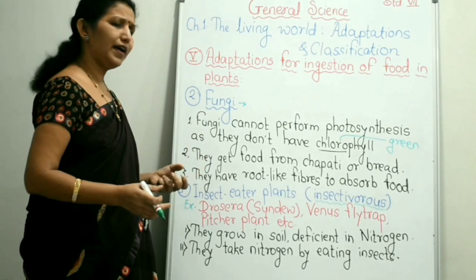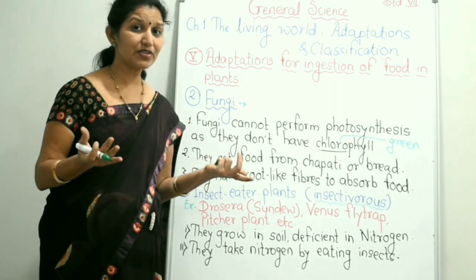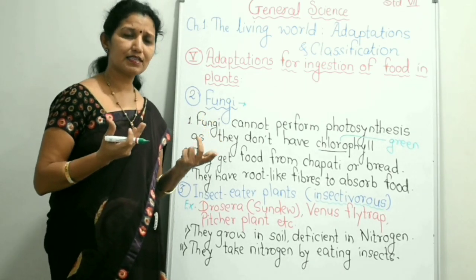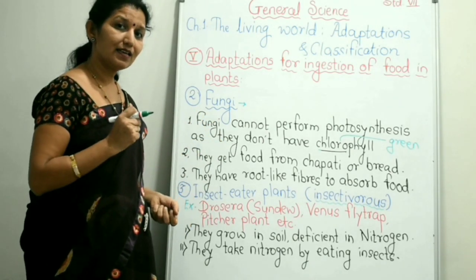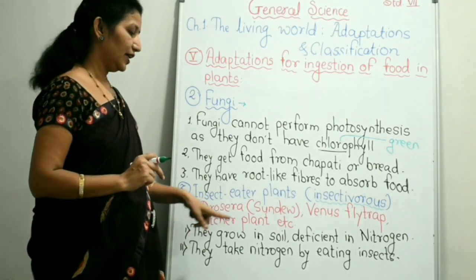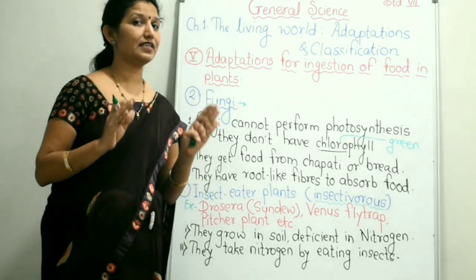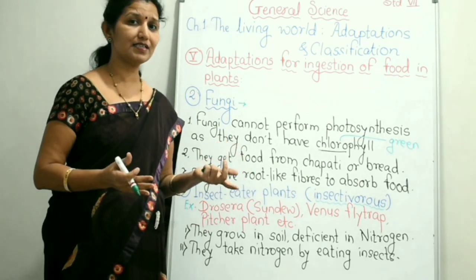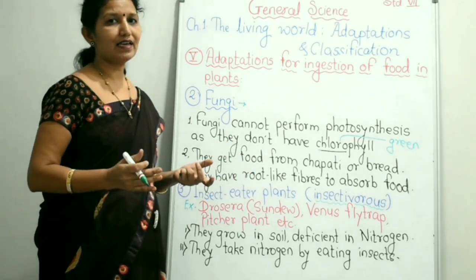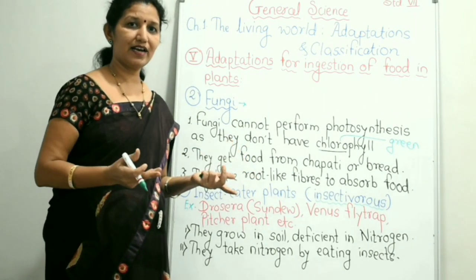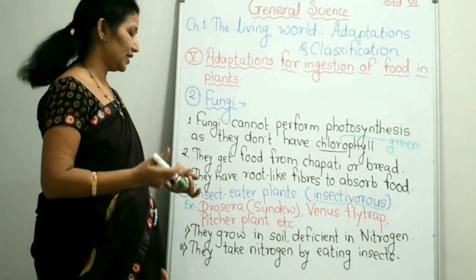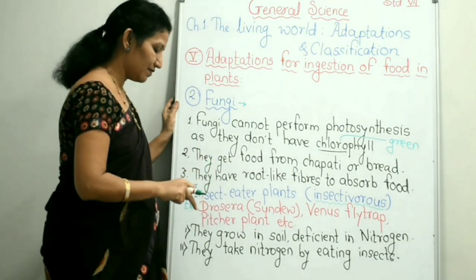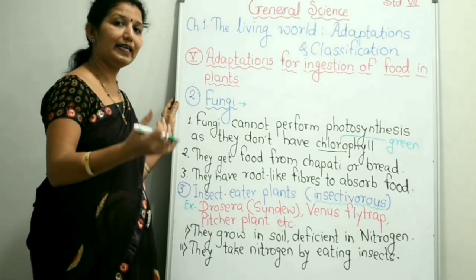Why do these plants eat insects? It is the main question. You must have thought, what is the reason behind this? Why should they eat insects? Because they grow in soil that is deficient in nitrogen. They do not get nitrogen, and nitrogen is very essential for their growth. That's why they should get nitrogen from the soil, but that soil does not have nitrogen in it. That's why they take nitrogen by eating insects.